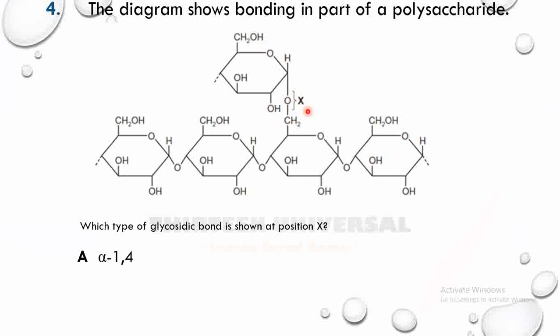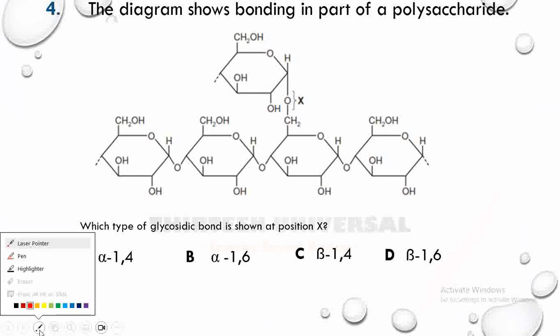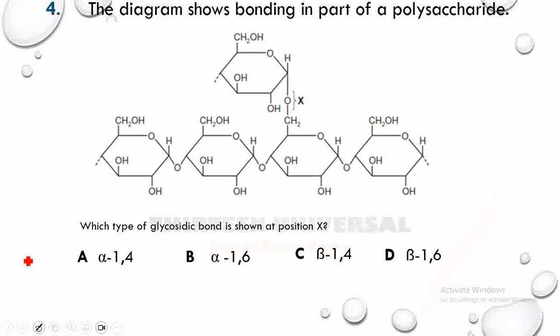So these are your options. I want you to choose the option for yourself. Now, don't forget that at this position X, if you check, this is carbon 1 here, carbon 2 is here, carbon 3 is at this junction, carbon 4, and this is carbon 5. Then this is carbon 6.